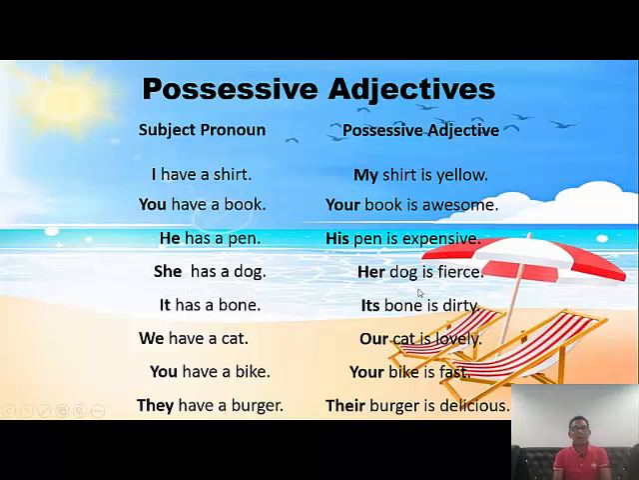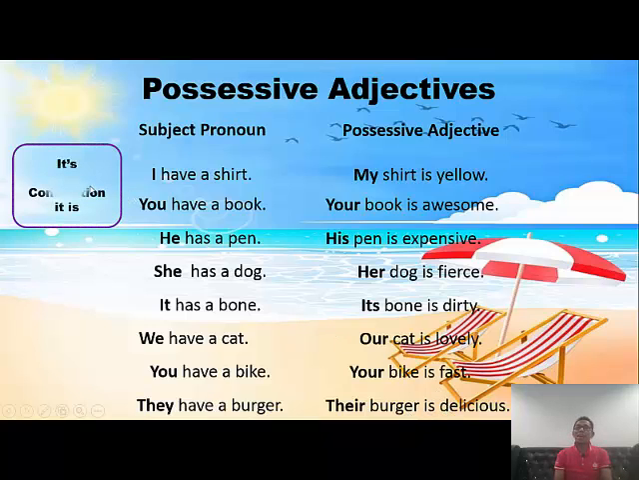Her dog is fierce. It has a bone. Its bone is dirty. We have a cat. Our cat is lovely. You have a bike. Your bike is fast. They have a burger. Their burger is delicious. All right.